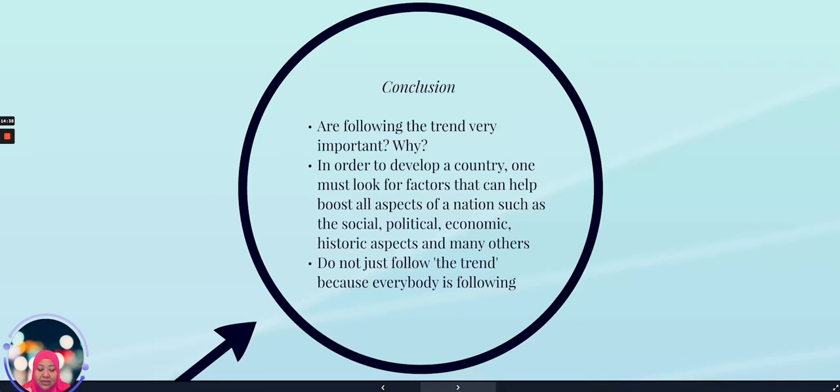And the most important thing to remember is the fact that do not just follow any trend because everyone else is following. So that is a very bad move by any nation. Just because America or just because Russia, they have nuclear weapons. So Malaysia suddenly decides, okay, let's have nuclear. Why? If we don't need nuclear weapon, why must we have it? So it's not right to follow any kind of trend because everyone else is doing it. So something for you to ponder.